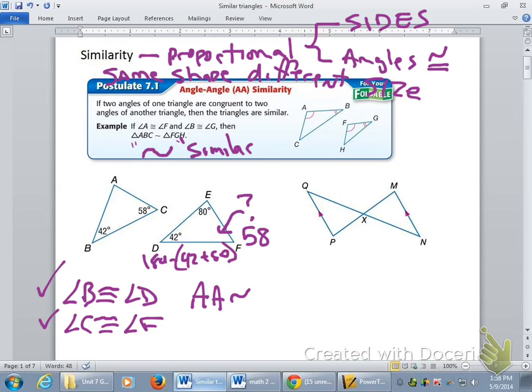Now, the question came up, what about this angle here, A and E? Well, yes, they're automatically congruent. But the minimum amount I needed was 2. So I could say, yes, these are similar by angle, angle, similarity. So these two triangles are similar. Are they the same size? No. But they look the same.